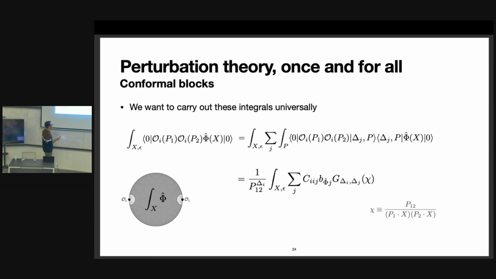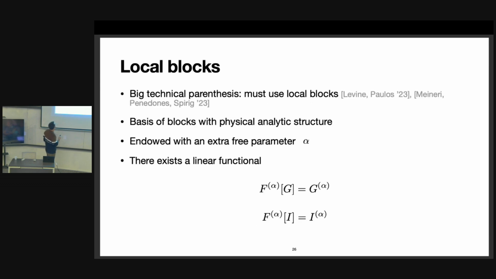And now comes the greatest technical difficulty, which is that this sum and this integral cannot be swapped when you use usual conformal blocks. So this is the big technical parenthesis that I will not go into large details on, but the resolution is that you need to use local blocks, which is basically an alternative basis where each block is not a representation of the conformal group, but it's some linear transform. So if you take an original block, you act with a functional, you get a local block, which has the property that the sum over these blocks converges to the same correlation function when you put OPE coefficients in front.